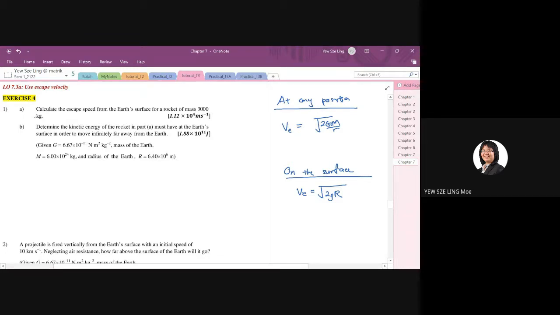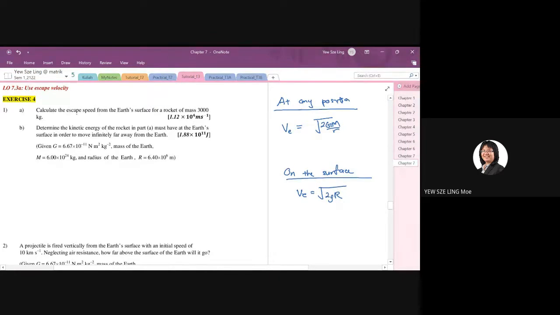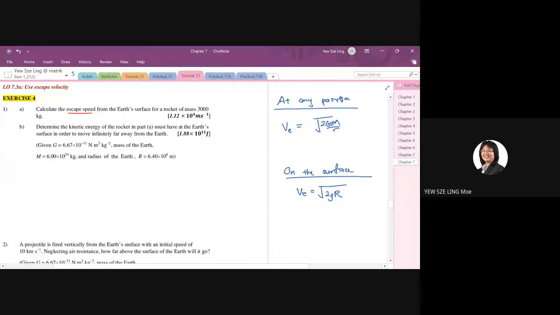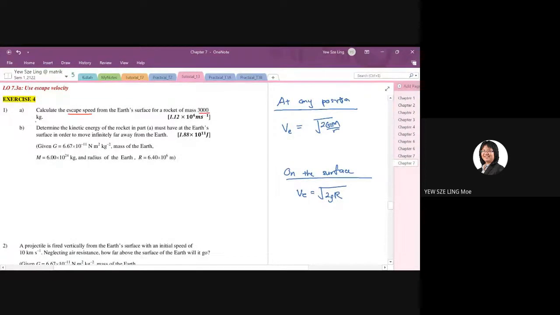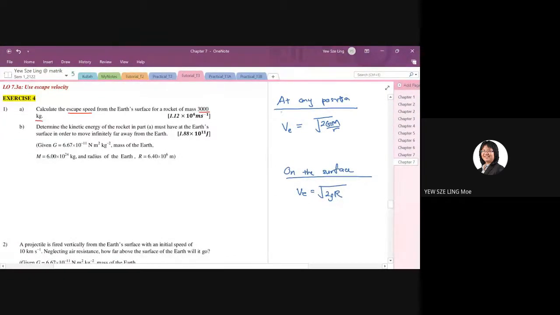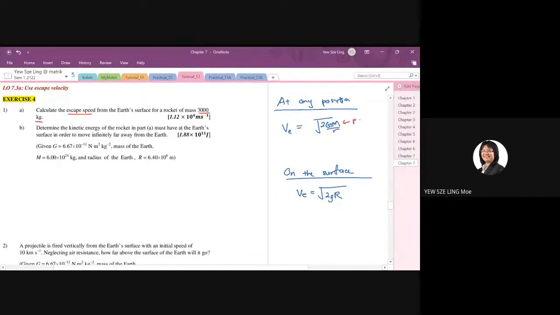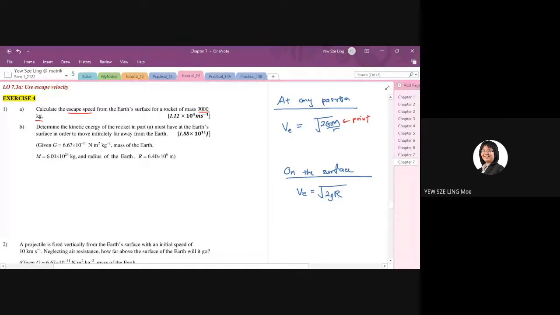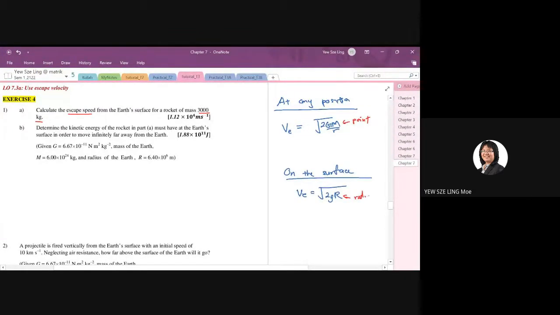Okay, so question A: calculate the escape speed from the Earth's surface for a rocket that has a mass of 3,000 kg. So this 3,000 kg is not needed in question A, because if you look at my equations, it's either capital M, which is the mass of a point mass, or capital R, in another equation, which is the radius of the planet, the radius of the Earth. So these are our equations.